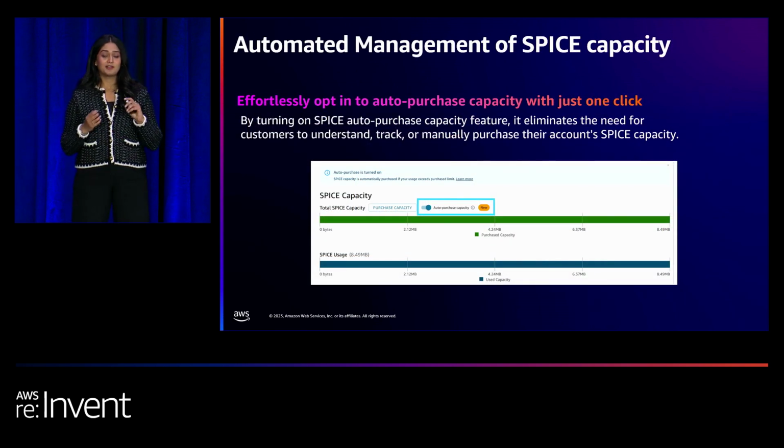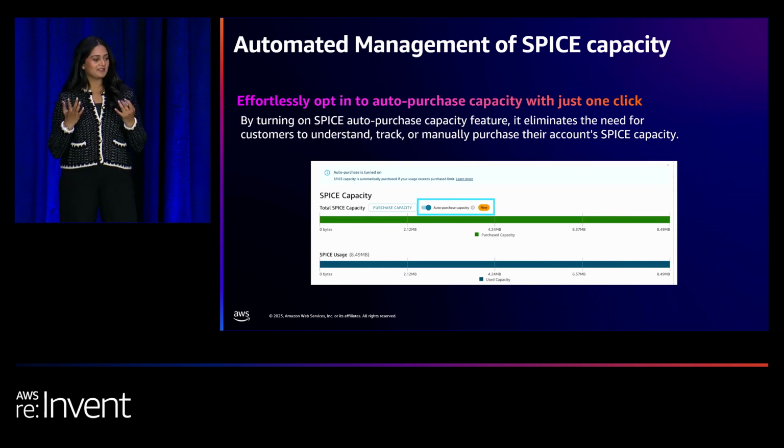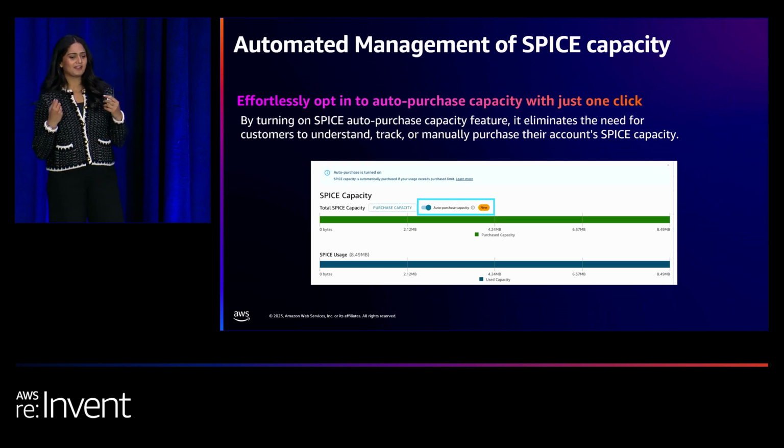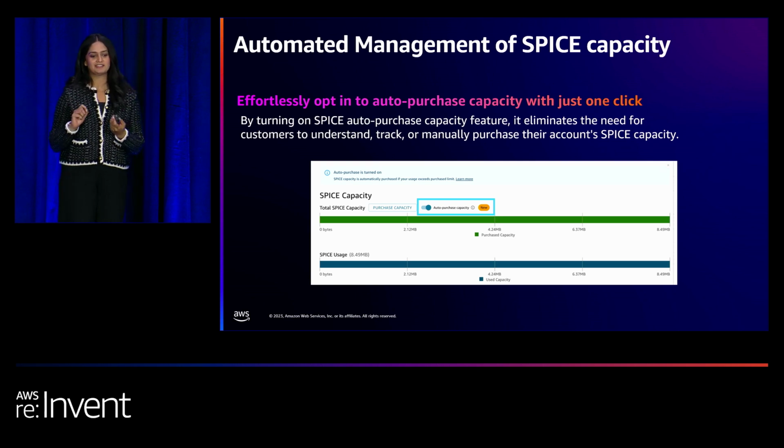And so automation is always great, as we've seen in multiple different scenarios, and one of those is that we no longer need to track how much SPICE data we're purchasing. A lot of times you're running into these ingestion failures, and it's because you don't have enough SPICE capacity, and so now you can just flip a toggle and automatically increase that capacity for yourself.